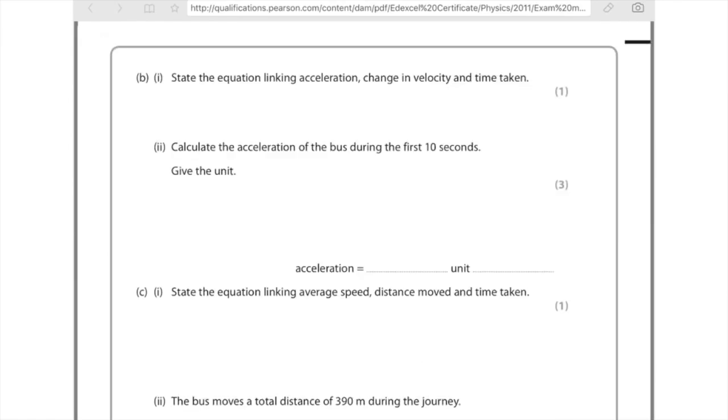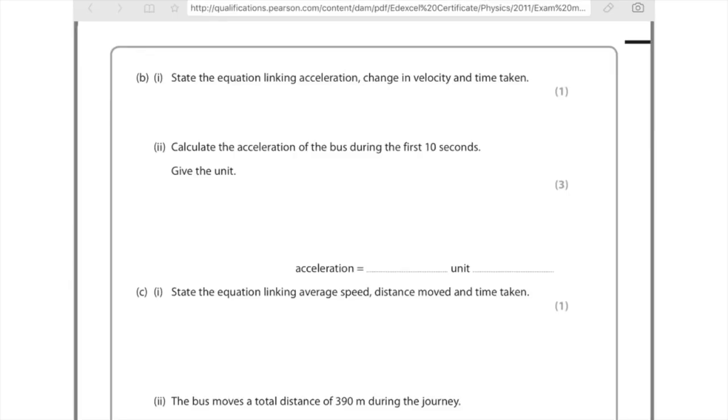State the equation linking acceleration, change in velocity and time taken. They're giving you the exact wording, so you want to write it out as they've written it. So you're going to write acceleration equals change in velocity over time taken, or you could have written A equals V minus U over T.